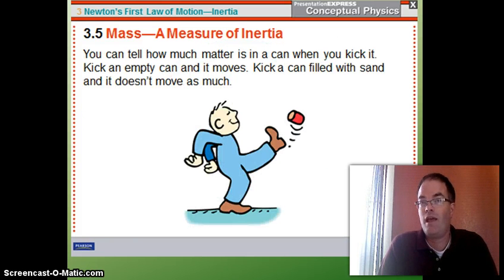Mass, inertia, the two are linked. You can kick a can with nothing in it and it'll go flying. But if you have some sand in it, or if it's full of some kind of beverage, you're going to find that you might hurt your foot. It's not going to want to go. It's going to want to stay at rest.